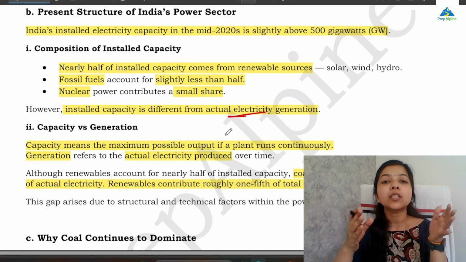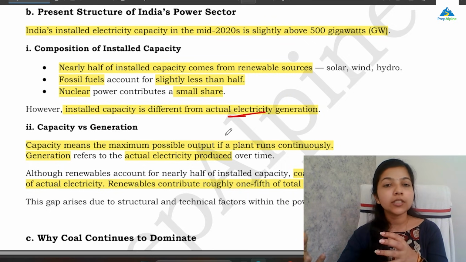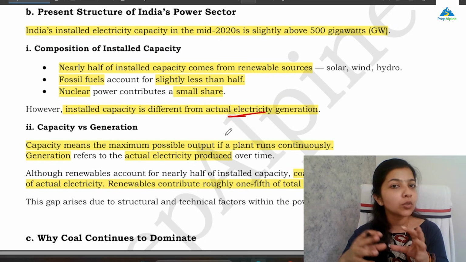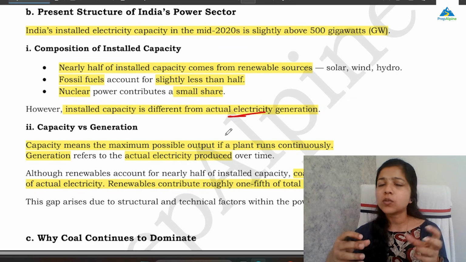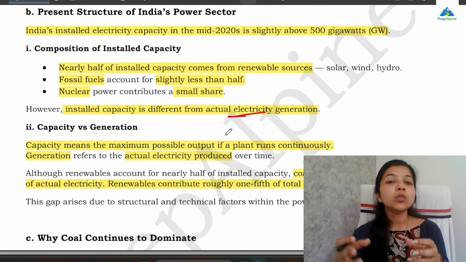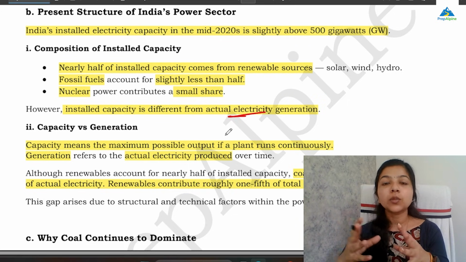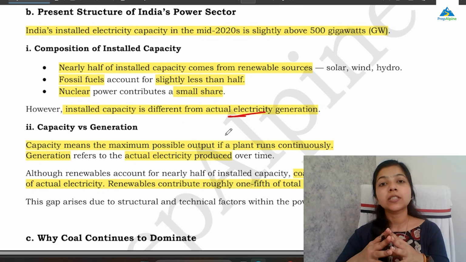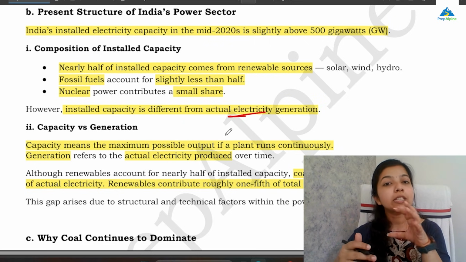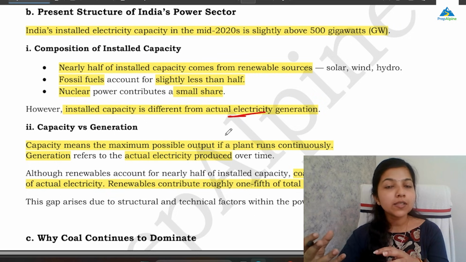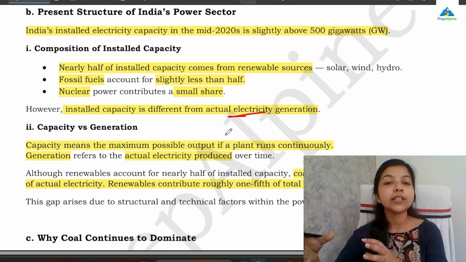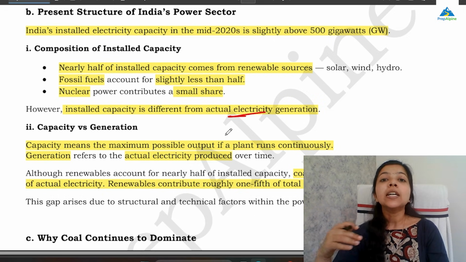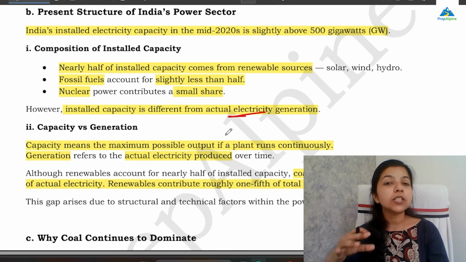So what happens is that solar energy cannot be run continuously because solar power is available only in the daytime. In rainy seasons, in gloomy weather, solar power is not available. So the installed capacity is not equal to the generation. For wind, you need to be in areas where the wind speed is very high, or in areas near the shore where the wind is available. On days when the wind speed is low, the wind cannot generate electricity.